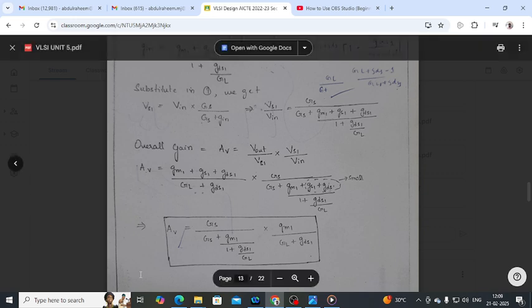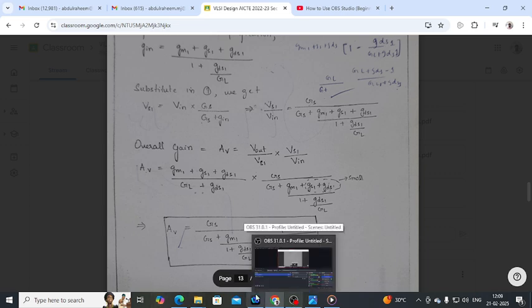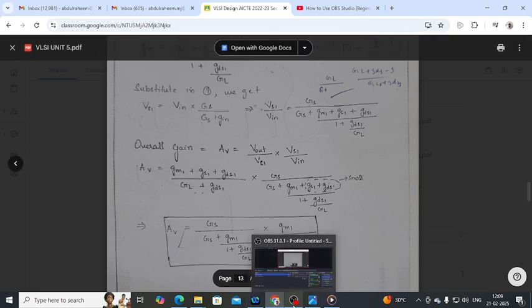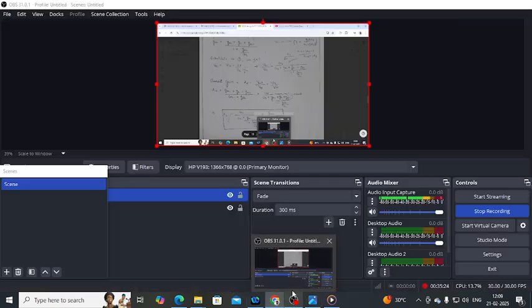We'll meet in the next section, that is the current mirror. There are four different current mirrors I'm going to show you: simple current mirror, source degenerated, Wilson, and cascode. Out of these four, you will get at least one simple current mirror, and any one current mirror is going to come for 5 marks.